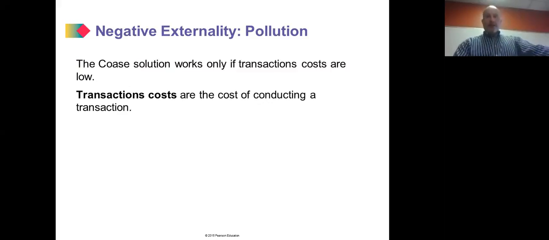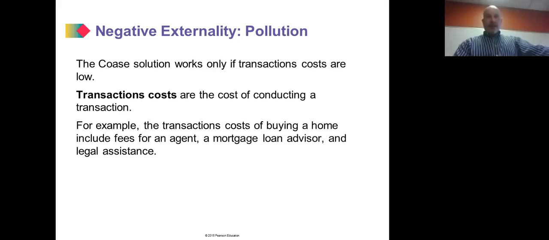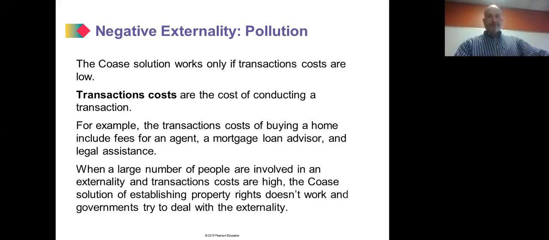Transaction cost is the cost of conducting a transaction. An example: buying a home includes, remember this, a fee for the agent, mortgage loan advisors, anyone else that you would pay in order to conclude that real estate transaction.